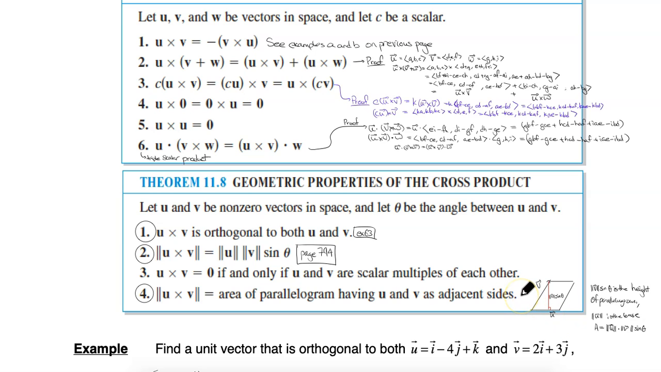Property 4, when we look backwards, also explains why u cross v equals 0 if and only if u and v are parallel. Indeed, if u and v are parallel, then the parallelogram, well, doesn't exist. It has an area of 0. It's flat. And vice versa. The only way you could have a parallelogram with area 0 is if the two vectors are parallel. We will agree that if one vector is 0 itself, that's parallel to everything.